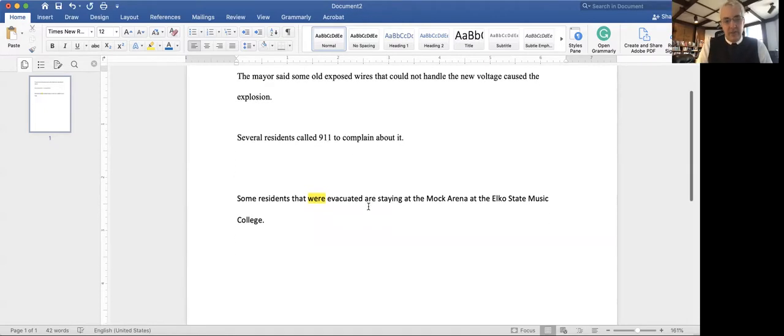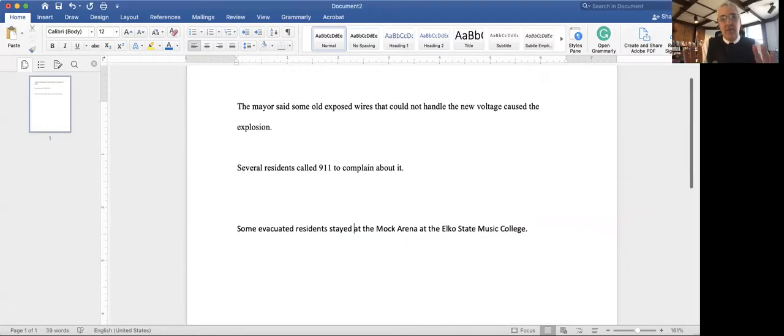Down here, we have the to-be verb form were in the middle of the sentence. We could modify residents by taking the word evacuated, moving that over here, and writing some evacuated residents stayed at the Macarena at the Elko State Music College. And now I have three sentences. They're all shorter, and none of them include a to-be verb form. And the writing just kind of pops out.